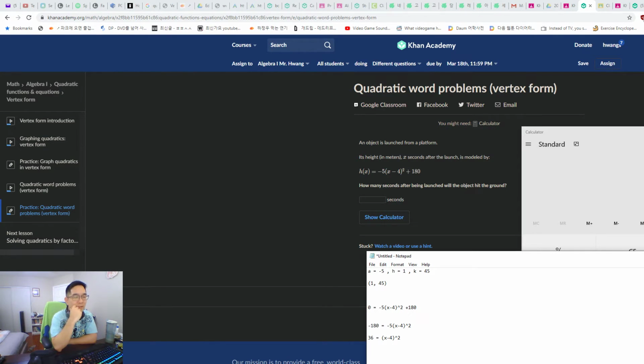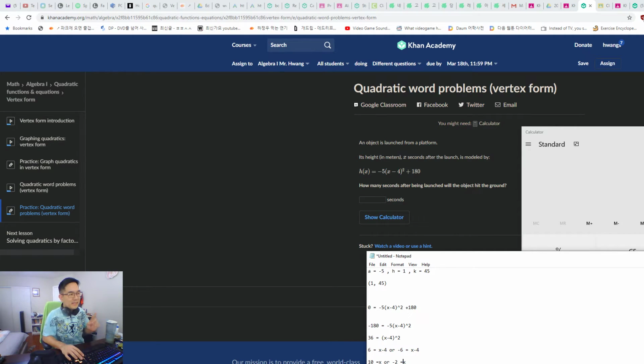How do I get rid of the square? We get rid of it by square rooting both sides. If you square root both sides, you get 6. So 6 equals x minus 4, or you split it: when you square root a perfect square, it can also be -6. Plus 4 on both sides: 10 equals x, or -2 equals x.